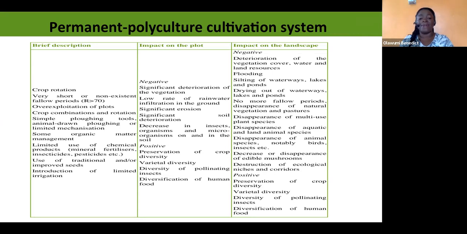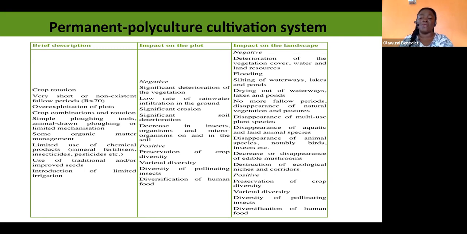And then varietal diversity, because you can do different trees on the same plot, and then you can also plant annual crops in between the trees. Then diversity of pollinating insects, because you have different tree crops, and also different annual crops in between, then you know that you're going to have diverse pollinating insects that will come around.